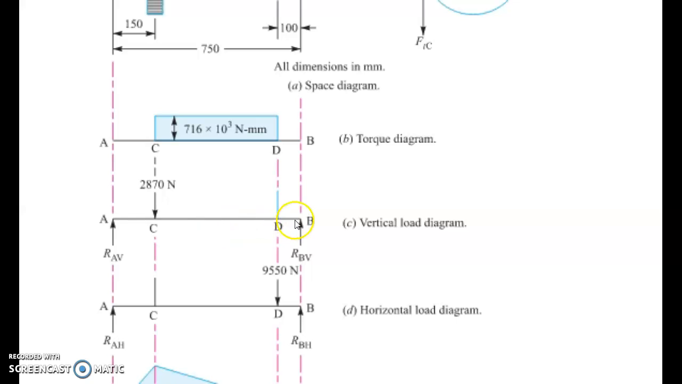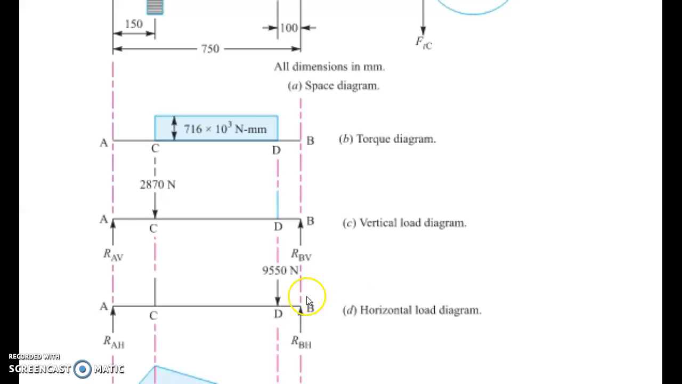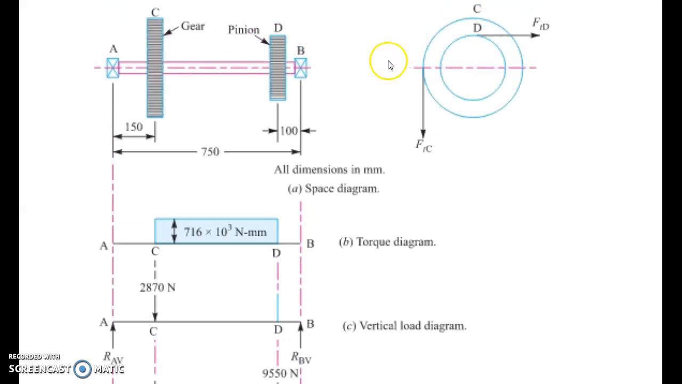Here in this vertical load diagram there is no D, because in the question itself it is given that the vertical load acts only at C, and there is no vertical load on D. So here in the vertical load diagram there is no D. Similarly, in the horizontal load diagram we have only D, because as the question itself shows, D has a horizontal load, and there is no horizontal load on C.